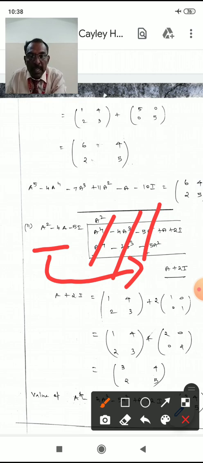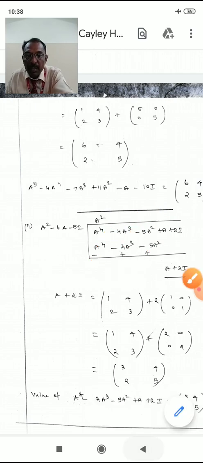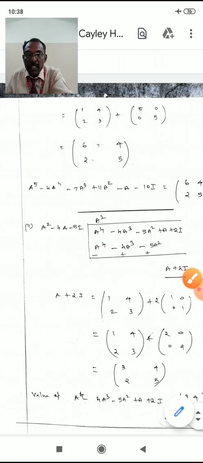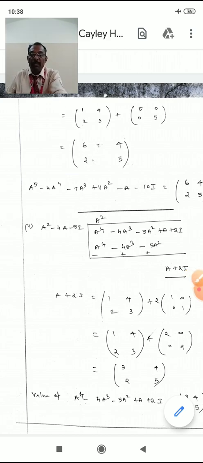The value of A + 2I is [1 4; 2 3] plus 2 into [1 0; 0 1], which is [2 0; 0 2]. The addition of the matrices is [3 4; 2 5]. So this is the answer of the second subdivision.